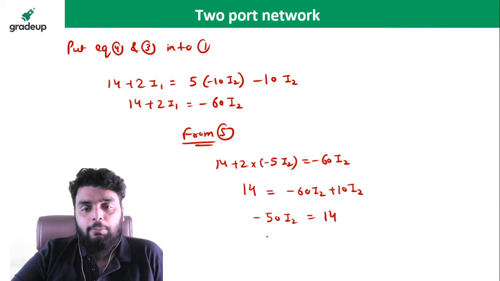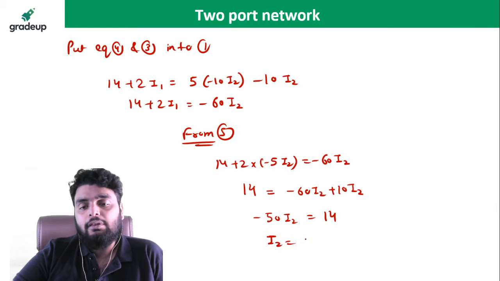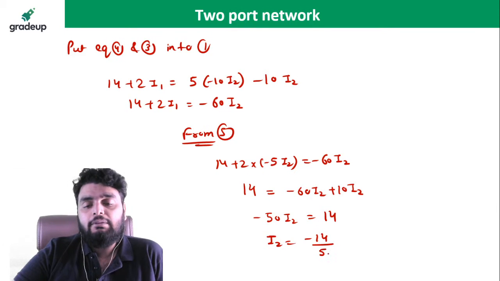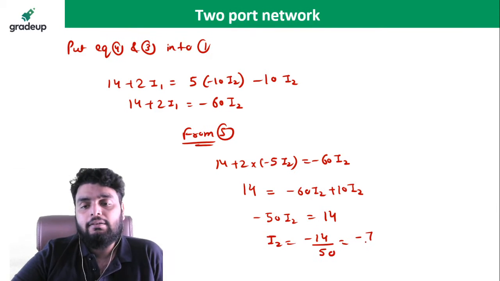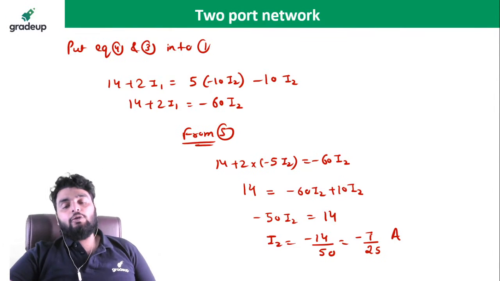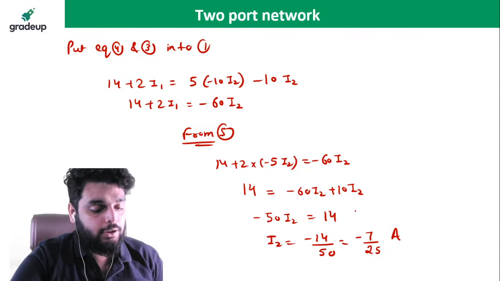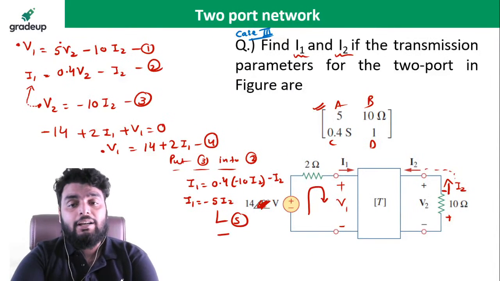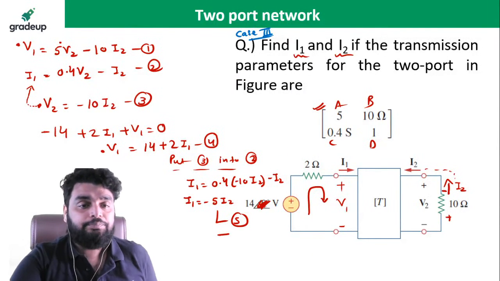Okay. Check the calculation as well. So I2 comes out to be minus 14 by 50, or you can say minus 7 by 25. Yes or no? I2 comes out to be minus 7 by 25. Okay, everyone check the calculation too, in case there is any calculation mistake.